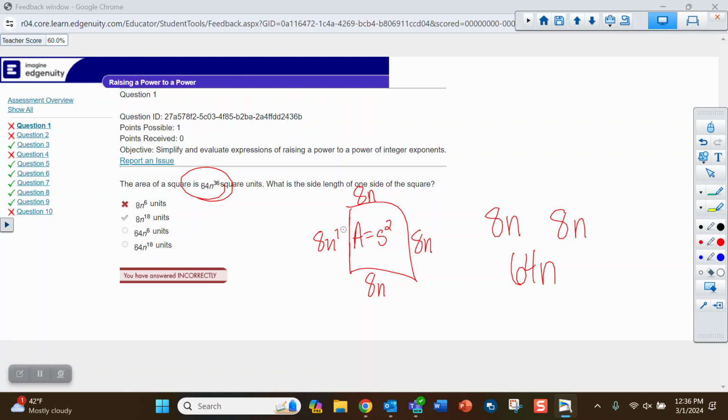So it should have been 8n to the 18th. Whenever you're square rooting a number with an exponent, you're actually cutting the exponent in half. You're not square rooting the exponent. So then these are 18s. Now the rule says multiply coefficients. 8 times 8 is 64, but we add exponents when we have like bases. And 18 plus 18 is 36. So you can see here that 8n to the 18th is correct.